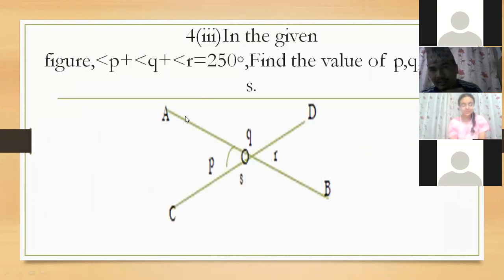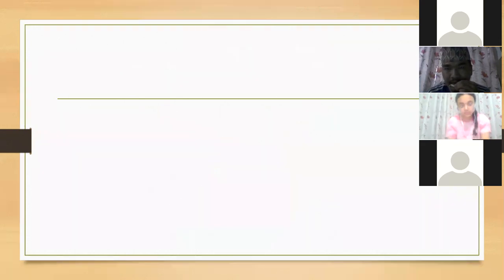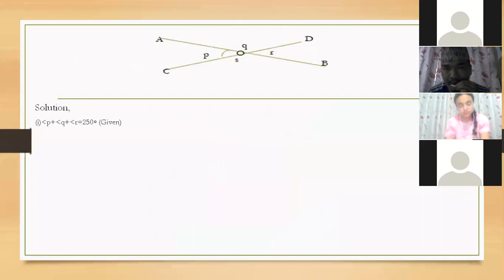In this question, PQR 250 degrees is given. It is asking to find the value of PQRS. For this we have to look here. First, PQR equals 250, it is given. Then here P plus Q is 180 degrees, being a linear pair. And R equals 250 minus 180 degrees. And R equals 70.